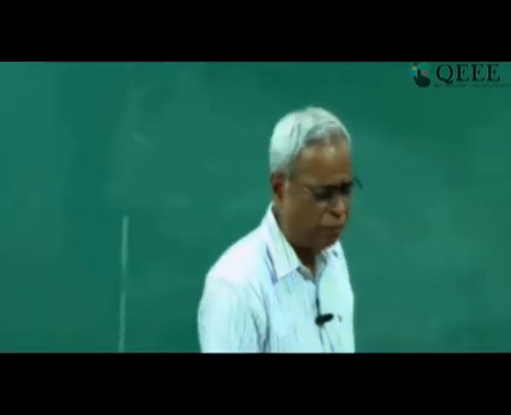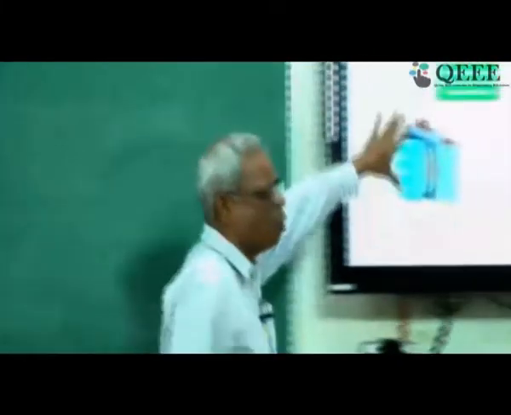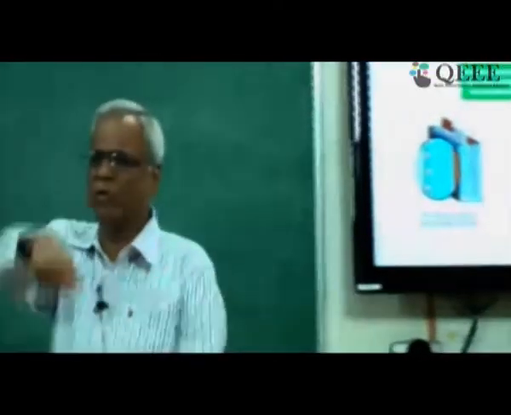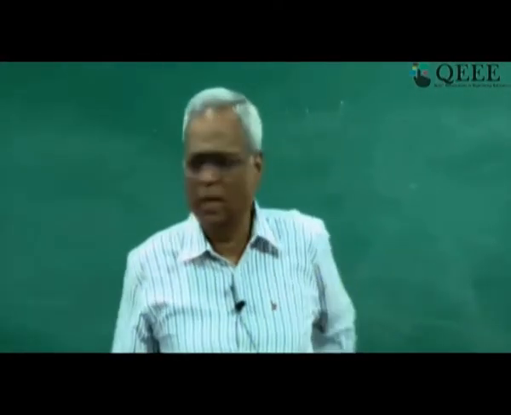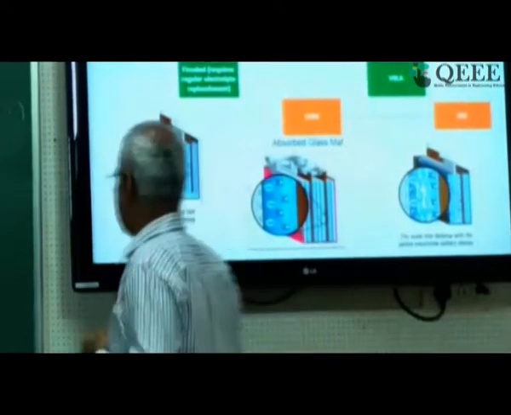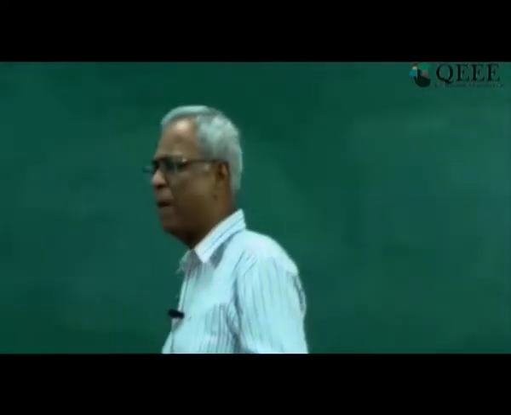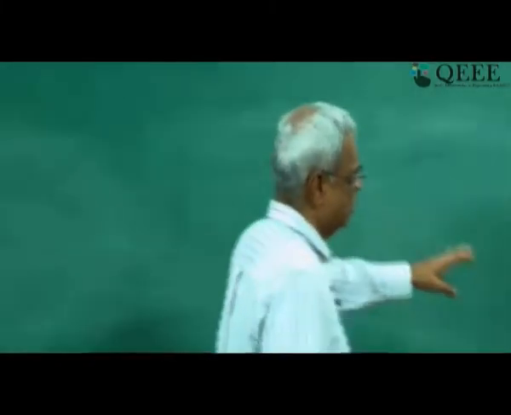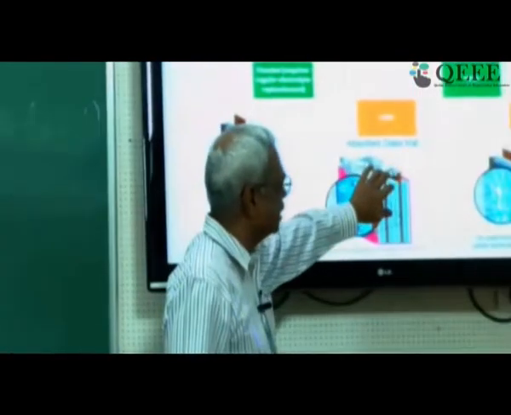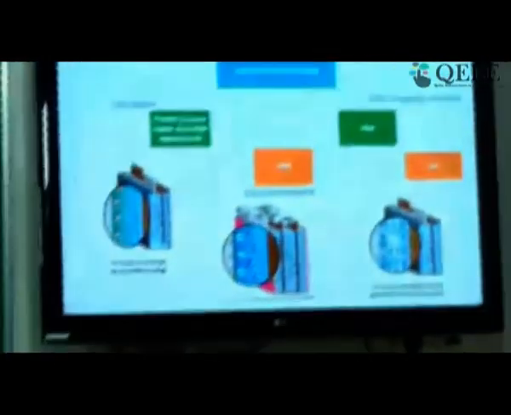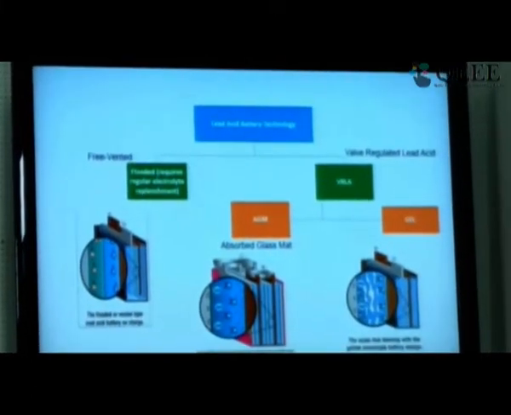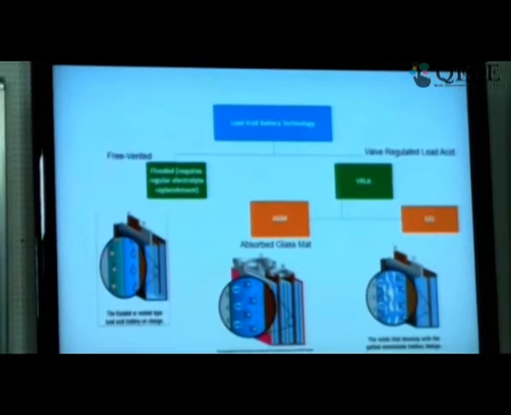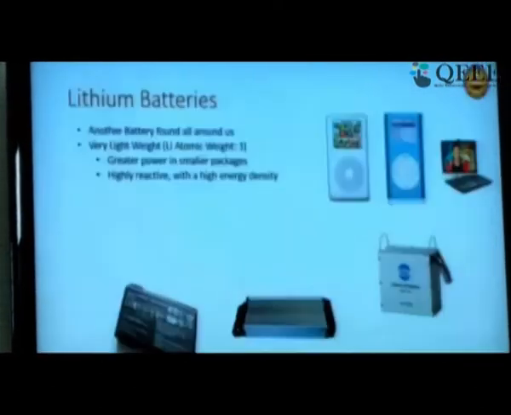Within lead acid itself, there are three kinds. One is called the flooded battery. This is the old battery where 10 years back you had to keep on filling acid. But nowadays you have what is called VRLA, AGM or gel: absorbed glass material or gel. These are sealed batteries. You fill it once and you don't have to refill it. These are very commonly used. VRLA AGM is one of the most commonly used.